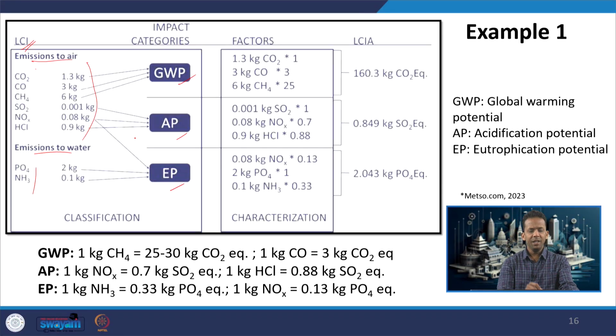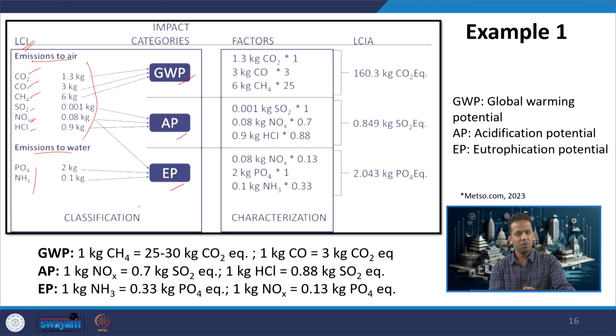So, we classify. In classification, what did we do? We connected the concerned life cycle inventory to the concerned impact category. So, out of all these gases, these 3 contribute to global warming, these 3 contribute to acidification potential, these 2 contribute to eutrophication potential. One of these gases, NOx, also contributes to eutrophication potential. So, it is possible a single data in an inventory may contribute to multiple impact categories. It's not like the straightforward case that one entry in the inventory table will contribute to only one impact category. It is possible that one entry can contribute to multiple impact categories.